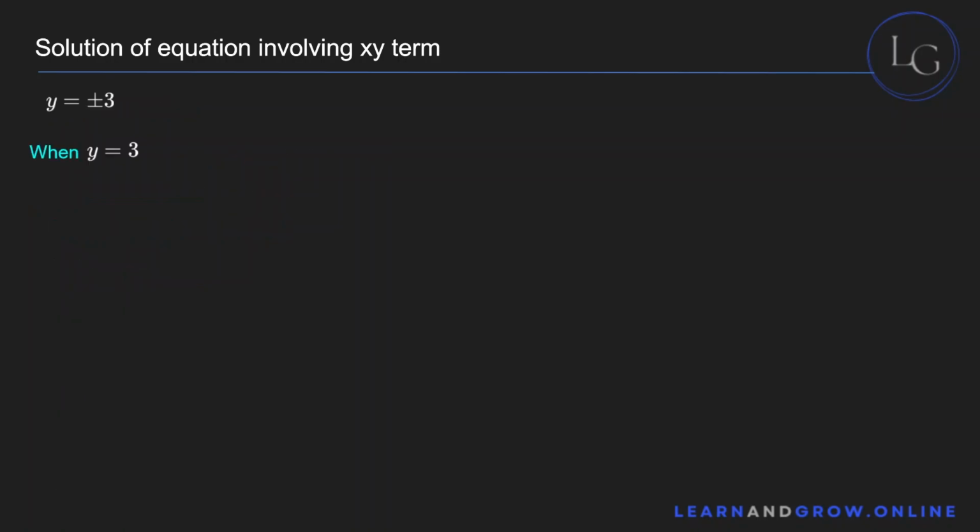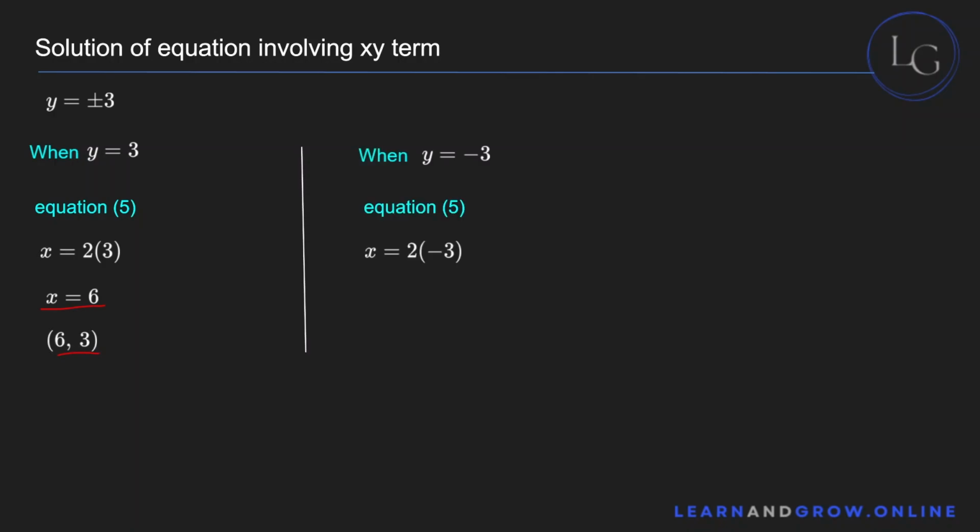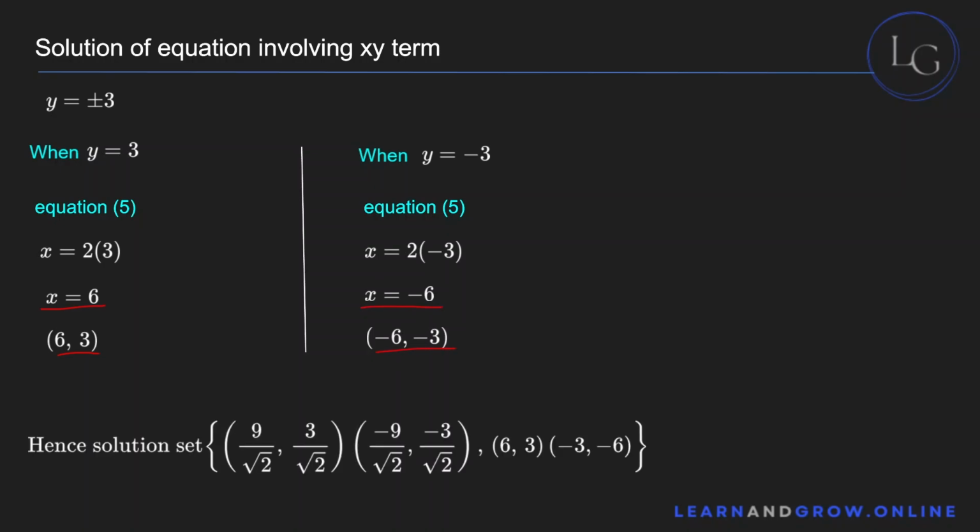Now, first you solve for positive 3. When you put the value of y is equal to positive 3 in equation number 5 or equation number 3, they're the same thing, you get x is equal to 2y, which is 3 over here, and so you have a value of x is equal to 6, and this is the solution. Now for y is equal to negative 3, you proceed with the same method, and you get the value of x as negative 6, and you get this as the solution. Now you have 4 solutions in the solution set, 2 from the first linear equation and 2 from the second linear equation, and that's it.